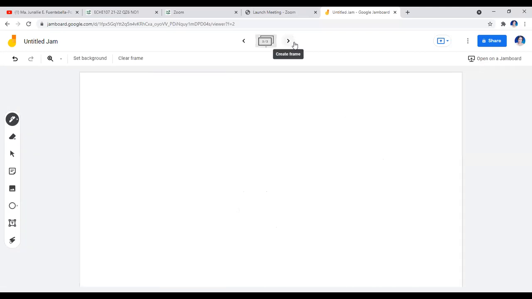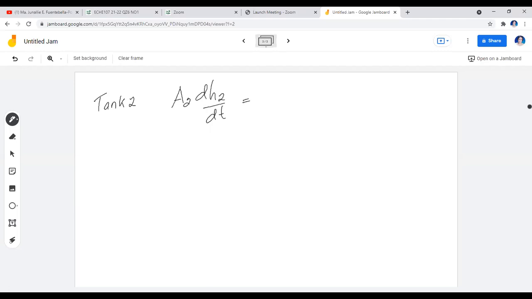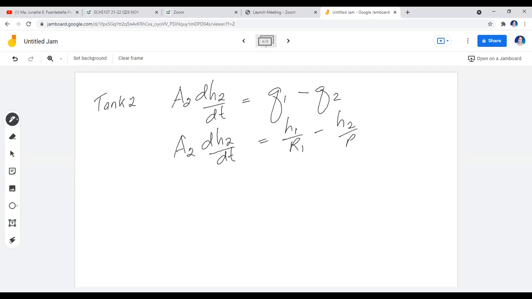What about tank 2? So if we have tank 2, the accumulation in tank 2 would be represented in this manner: equivalent to the amount of fluid that is entering the tank per unit time minus the amount that is leaving. So the same as what we did. So you have A2 dH2/dt. This one now will be changed to H1 over R1, and this one will be changed to H2 over R2, the relationship between volumetric flow rate and level.